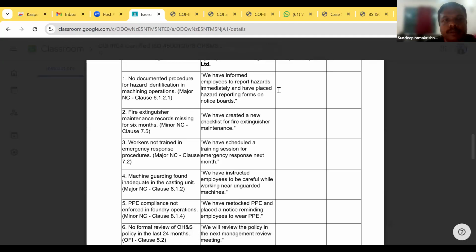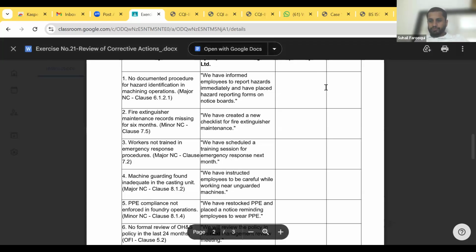What do you expect? You don't accept, so you have to give justification. Yes, sir. Because there is no hazard identification, the workers are not aware about the hazard, what precautions to take, how to handle it. Right, they have insufficient information. If there is no hazard identification, then there will be no method statement on how to do the work.